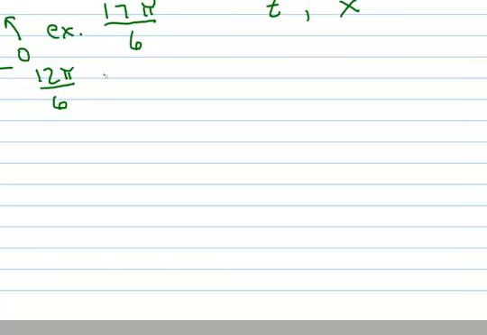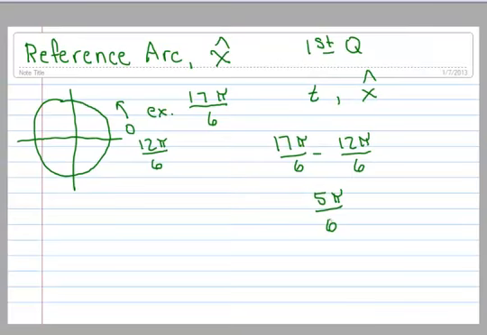So this is going to look a lot like finding the least positive coterminal arc. In fact, we're going to talk about that in a second, but it's just slightly another step to it. So you first start with your 17 pi over 6, and you're going to subtract 2 pi, which is the equivalent of 12 pi over 6. And when you do that, you end up with 5 pi over 6.